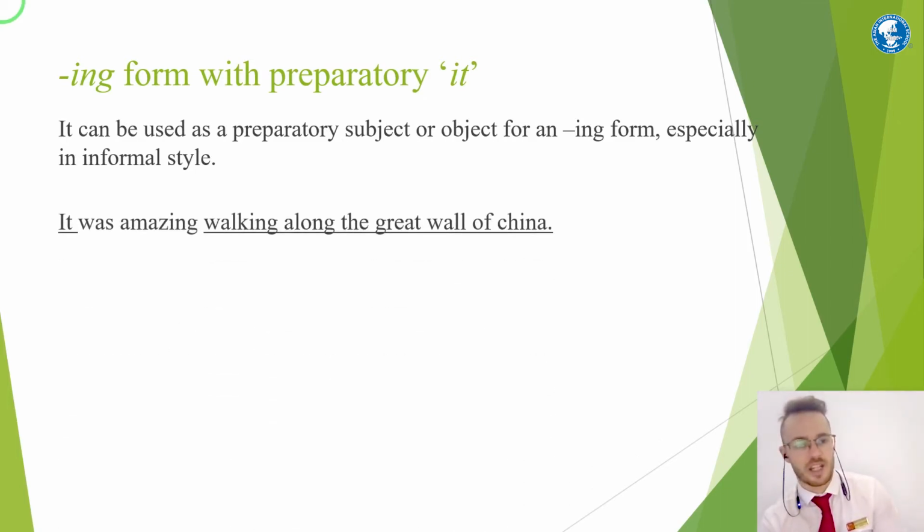Here's an example sentence. It was amazing walking along the Great Wall of China. Now, the reason we make this a little bit more informal, if we were starting our sentence with walking along the Great Wall of China was amazing, it's quite a long subject, and actually it's a bit more informal. It was amazing walking along the Great Wall of China.